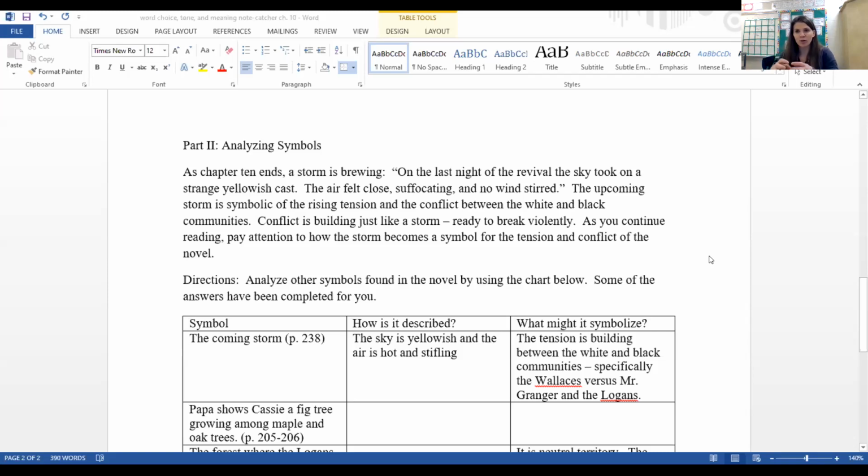So just like a storm, you can see it in the distance, it's coming, and all of a sudden, we have the same thing with this tension between the communities. It's building, it's building, it's building, and something is gonna happen.